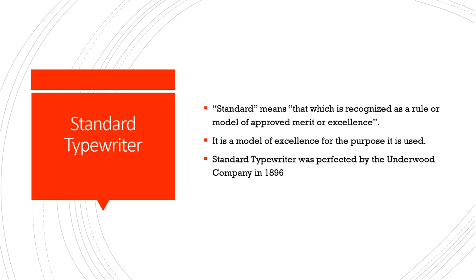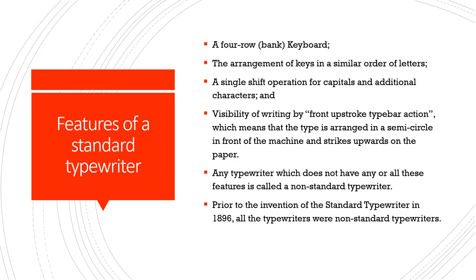And standard typewriter was firstly perfected by Underwood Company in 1896. It was the first typewriter that was following the perfect rules for a user, that is fulfilling the requirement of the user. And these are the features of a standard typewriter. It was a 4-row keyboard. It means 3 rows for alphabets and 1 row for numerics.